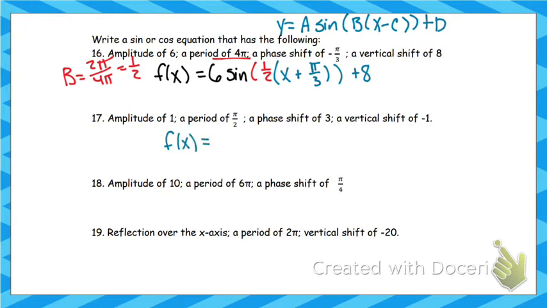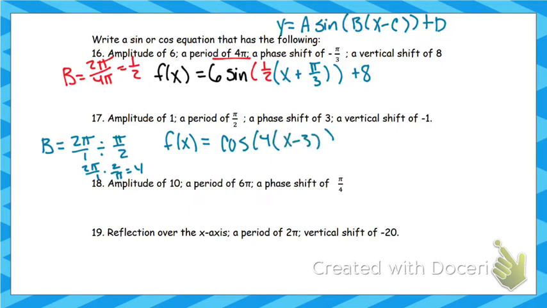All right, amplitude is 1, so we don't need to write it. If you do, it's okay, but we don't need to. I'll do this one as cosine. Again, it does not matter. The period is pi over 2. So b is 2 pi over 1 divided by pi over 2. So flip the second and multiply, and I get 4. Phase shift of 3, so it's going to be x minus 3 minus 1.